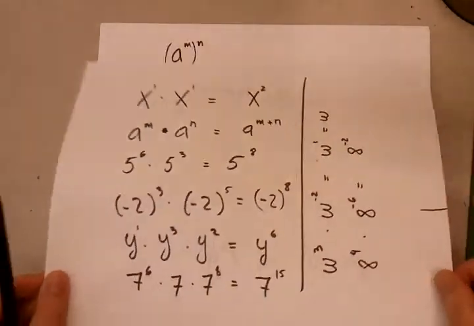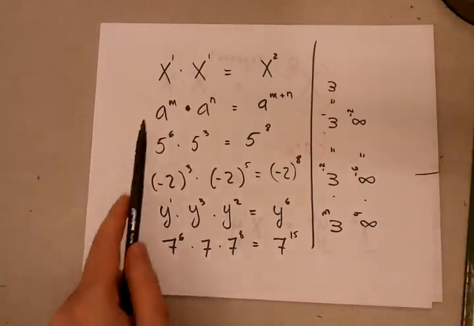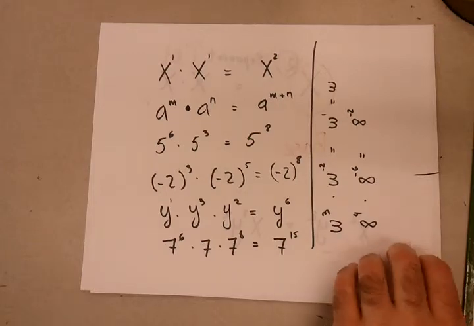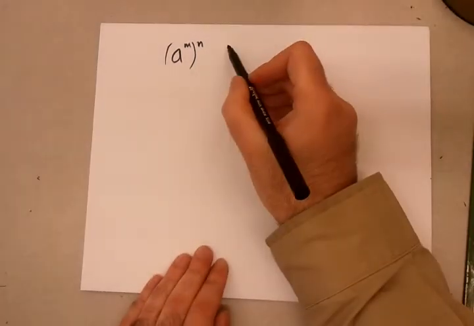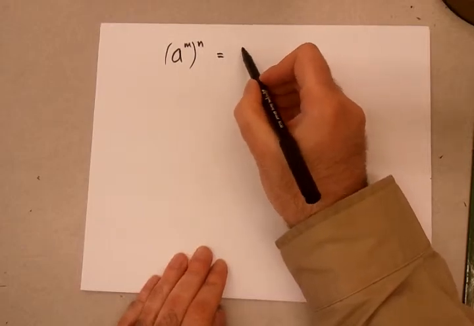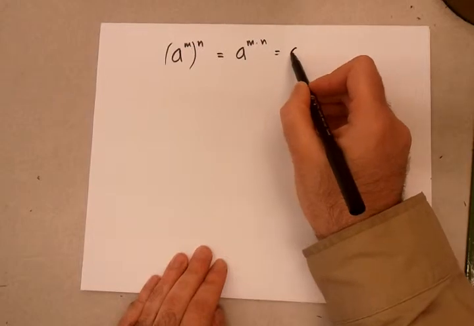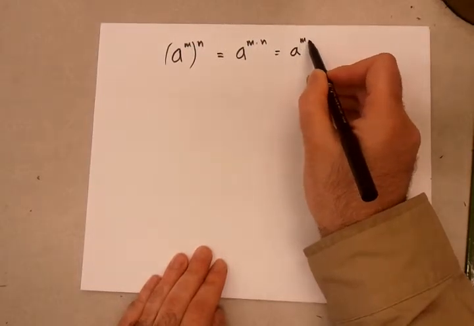For example, when we were working with exponential forms with the same base, you didn't multiply the two exponents, you added them together. In this case, you're not going to add, you're going to multiply. There's only one base, but you have a power of a power. So here it would be A times M times N, or A times MN.